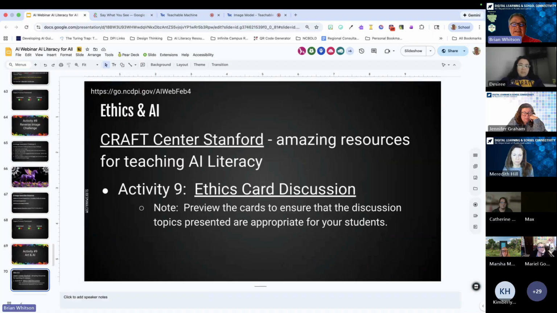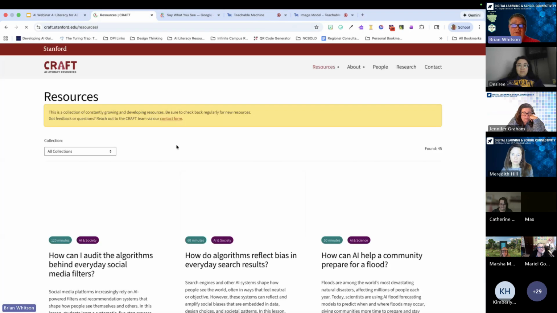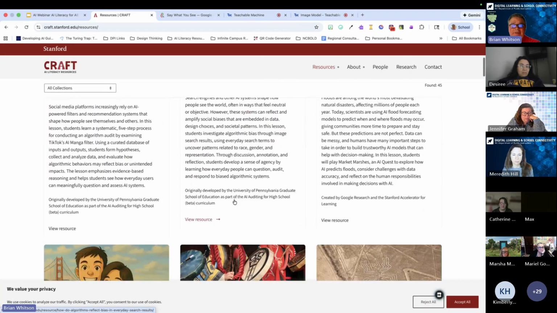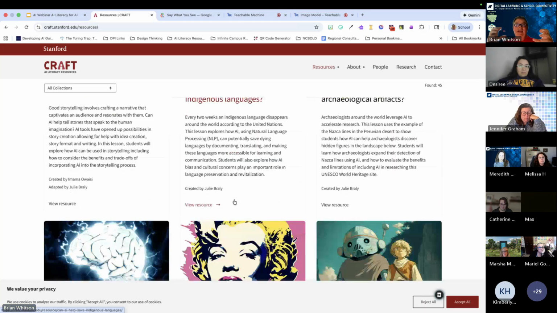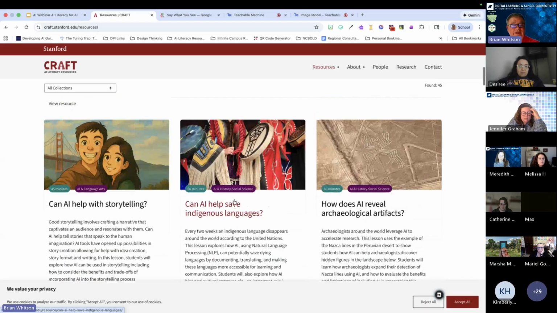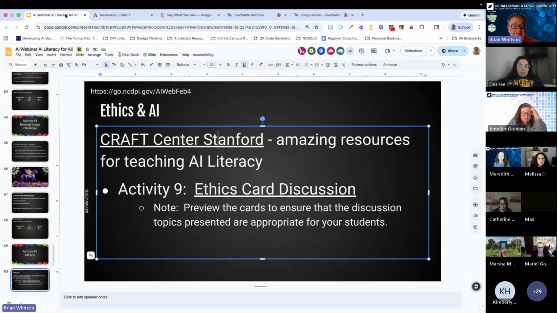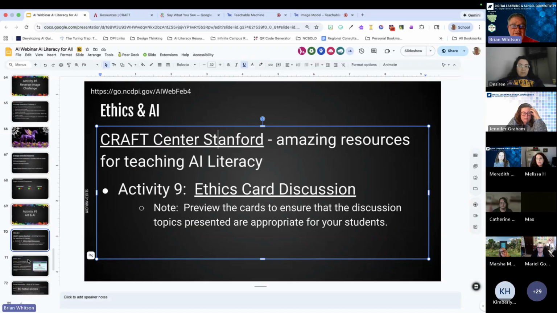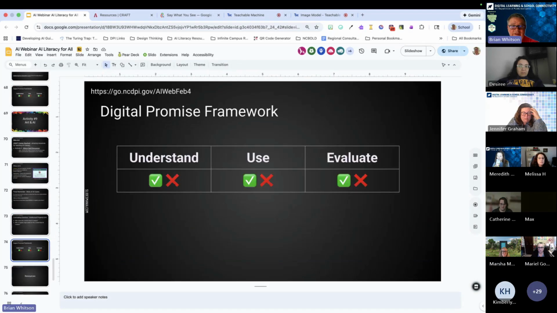The last thing I'll mention, the CRAFT Center out of Stanford has a lot of incredible activities you can take and adapt. Now, some of these activities may not be as age appropriate for younger kids, but for your older kids, and especially if you're at high school and you really want to push some of those advanced learners, you can do that, and they're all free. And then we do have resources at the end.